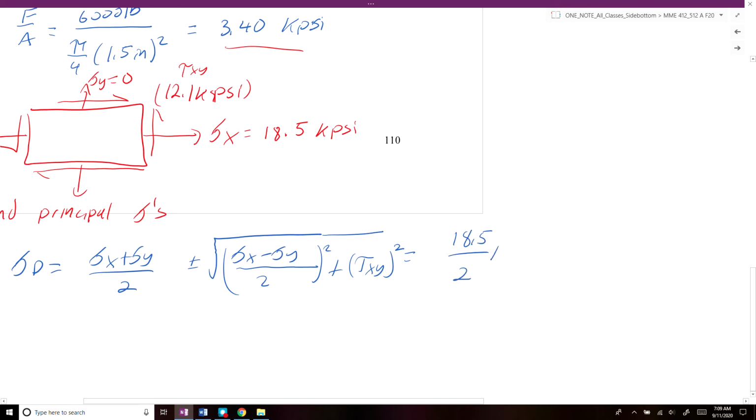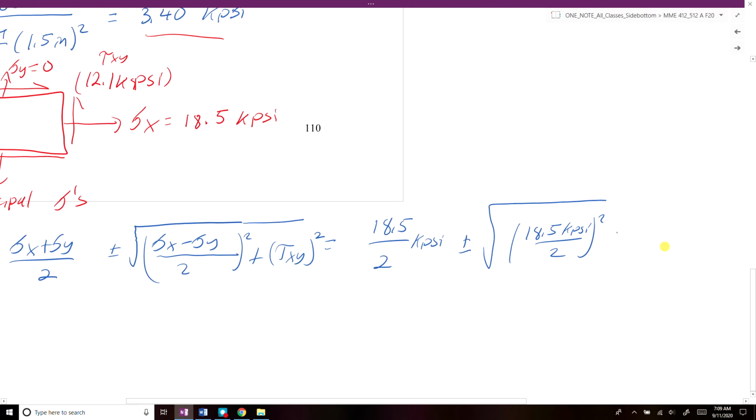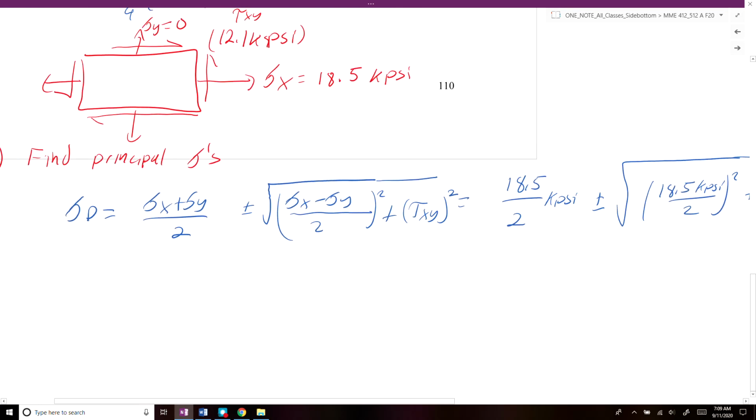18.5 kpsi over 2 plus or minus the square root of 18.5 kpsi over 2 squared plus 12.1 kpsi squared. And so we should get two values for our principal stresses. Sigma p1 is going to be equal to 24.5 kpsi, and sigma p2 is going to be equal to minus 5.98 kpsi.